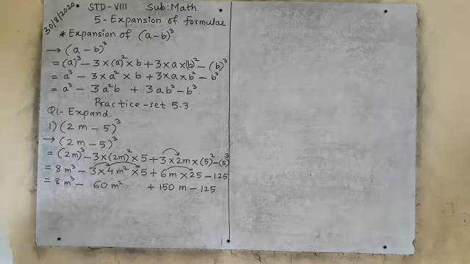Okay, now we will see the second question. It is bracket 4 minus p cube.